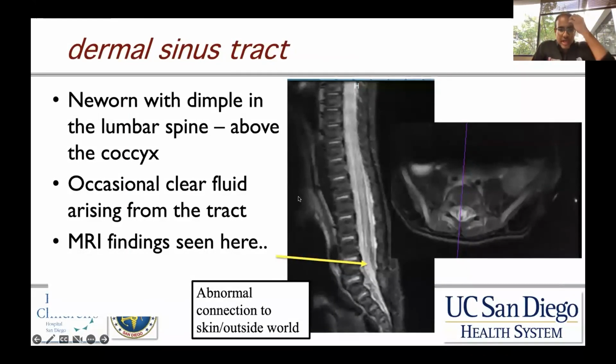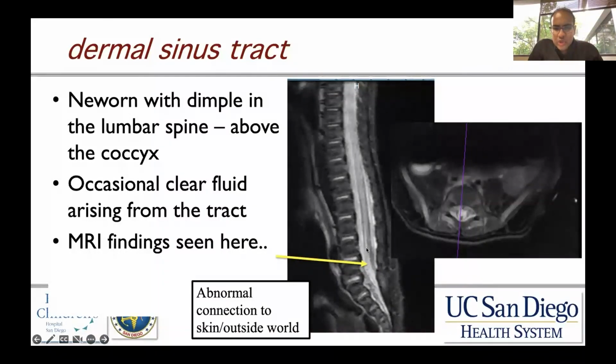A dermal sinus tract. This is a closed neural tube defect that does require treatment at some point, and this is really to prevent connection with the outside world. This was a newborn with a dimple in the lumbar spine above the coccyx. It was investigated with an MRI scan. You can see an anomalous connection here.